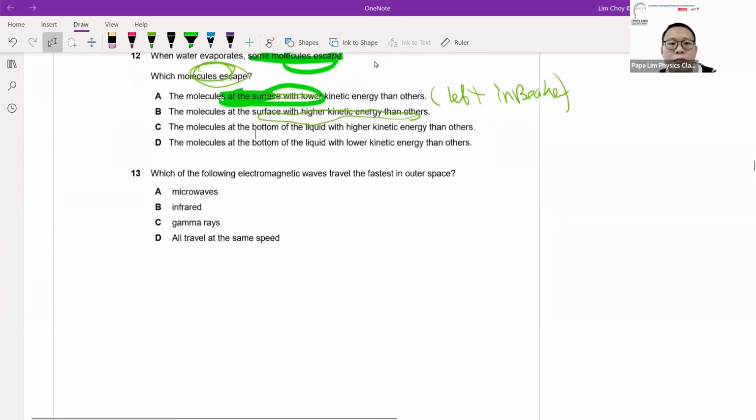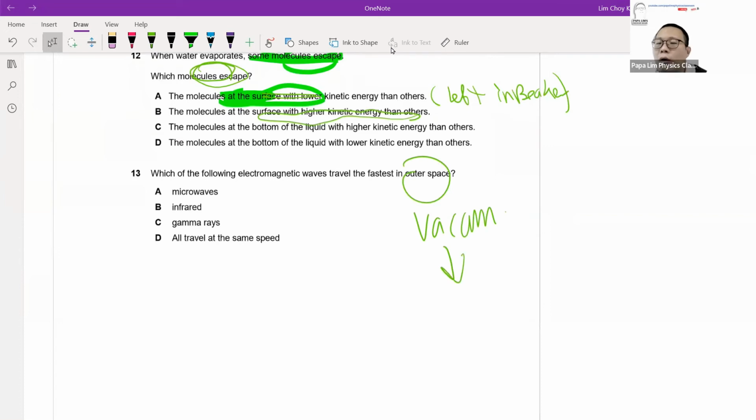Now, question 13 will be on EM waves. Which of the electromagnetic waves travels faster in outer space? Outer space here means vacuum. The moment you hear outer space, straight away you know what wave travels in outer space? Only one of them, which is a transverse wave.